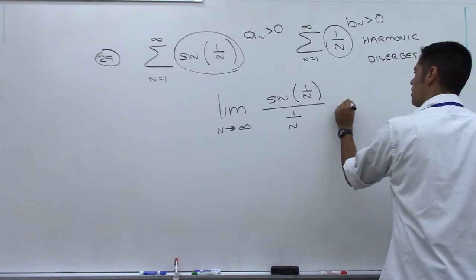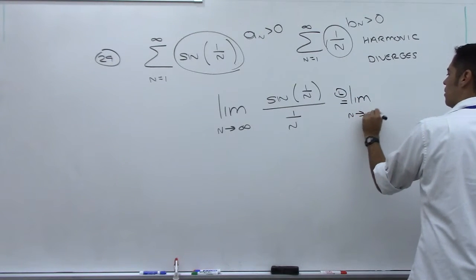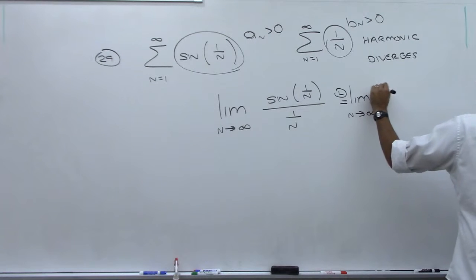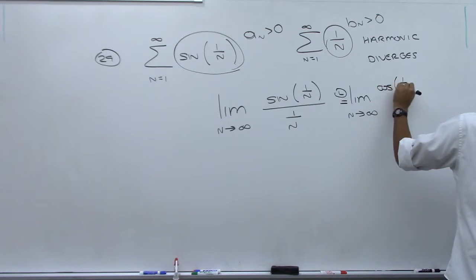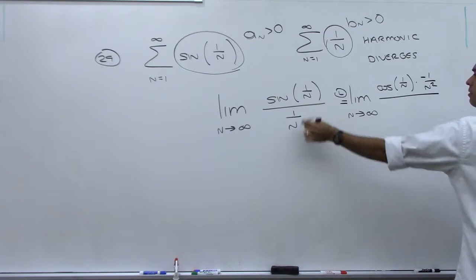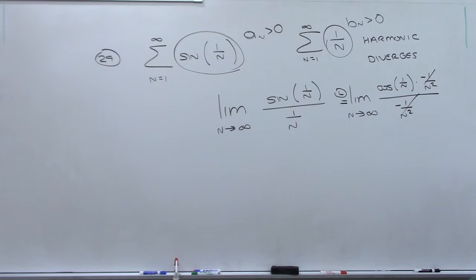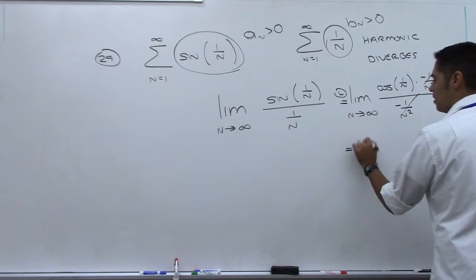So I could use L'Hopital real quick. Again, I'm supposed to switch to x, but I'm not going to. The derivative of the top is cosine of 1 over n times negative 1 over n squared, chain rule. Derivative of the bottom is negative 1 over n squared. These two cancel. And now if I let n go to infinity, I get 1 over infinity is 0, cosine of 0 is 1. So I'm getting that this limit is 1.